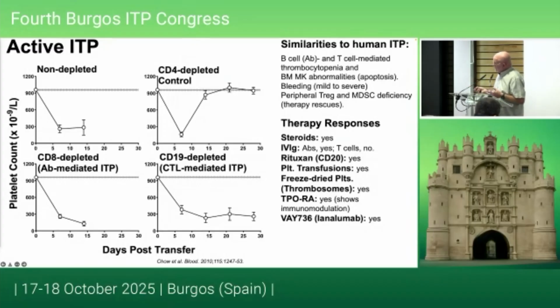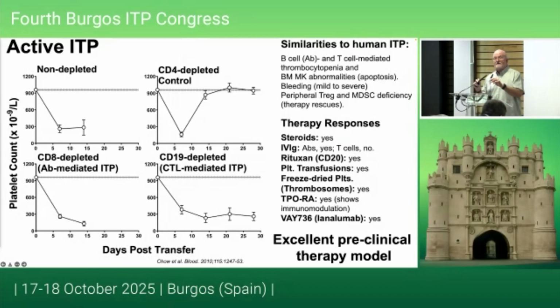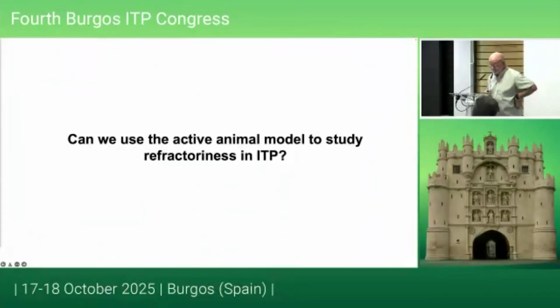So this animal model, and I know this for sure, is an excellent preclinical therapy model because I've had several pharmaceutical companies contact me and they want to test their new therapies in this animal model. And we've done, for example, we finished up the VAY736, the ianalumab antibody, and in fact, they respond to this antibody quite nicely. So this is what we're doing with this animal model now, trying to test new therapies to see whether or not they respond. So it's a great preclinical model for therapeutic responses in ITP.